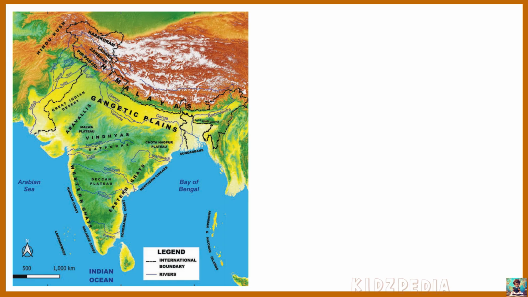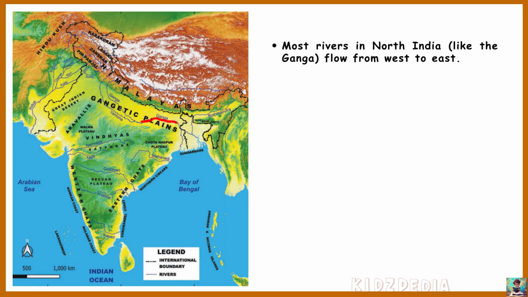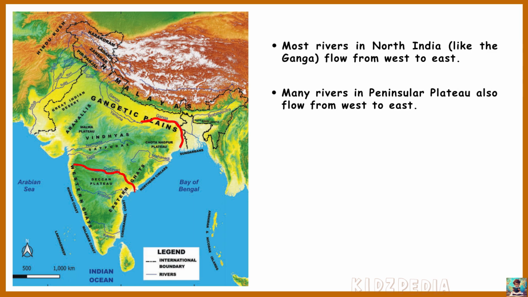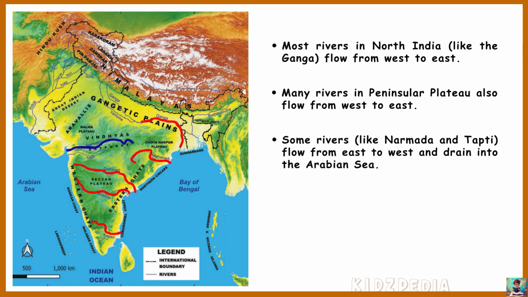You will notice that most rivers like Ganga flow from west to east and finally reach the Bay of Bengal. Many rivers in peninsular India also flow from west to east due to the slope of the land. Some rivers like Narmada and Tapti flow from east to west and drain into the Arabian Sea.